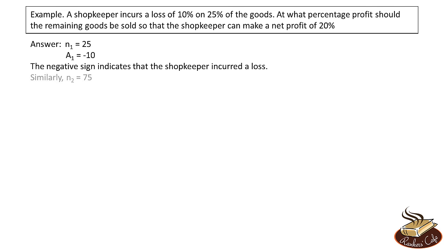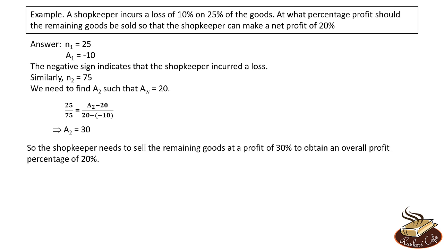Similarly, N2 is 75 and we need to find A2 such that AW is 20. Why is AW 20? Because the total profit or the average profit is 20%. So applying our formula, we get 25 by 75 is equal to (A2 minus 20) upon (20 minus (minus 10)), which implies that A2 is 30%. So the shopkeeper needs to sell the remaining goods at a profit of 30% to obtain an overall profit percentage of 20%. Very easy, right?